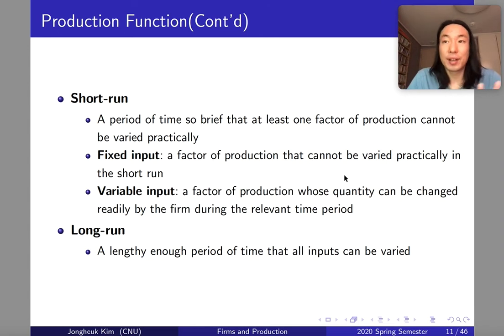This is the definition of the short run and the long run in microeconomics. But in macroeconomics, the definitions of the short run and the long run, or the difference between those two concepts, are a little bit different. But we are living in the microeconomic world, so we can define the short run and the long run as they are, right?